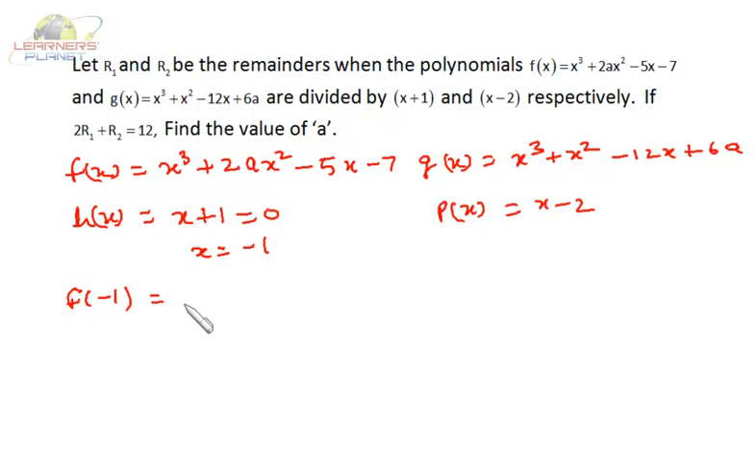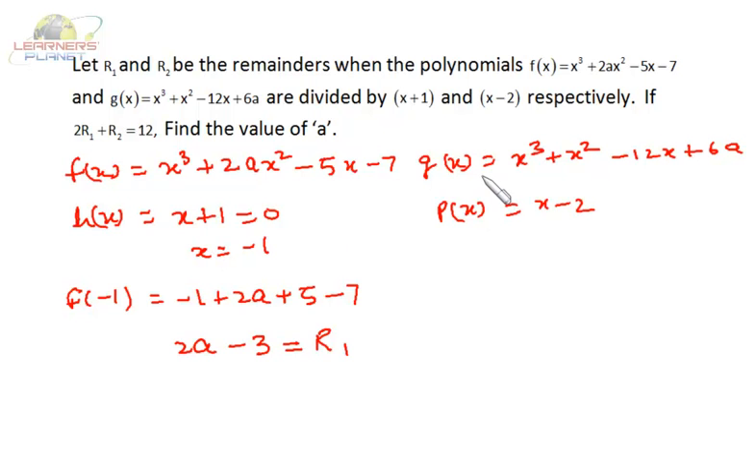So it's minus 1 cube, which is minus 1. Then minus 1 square will be 1, that is 2a. Minus 5 into minus 1, it's plus 5 and minus 7. So it's 2a minus 3. Okay, that is minus 1 plus 5 and minus 7, that is minus 3. Okay, and this is actually r1. That is the remainder when f of x is divided by h of x.